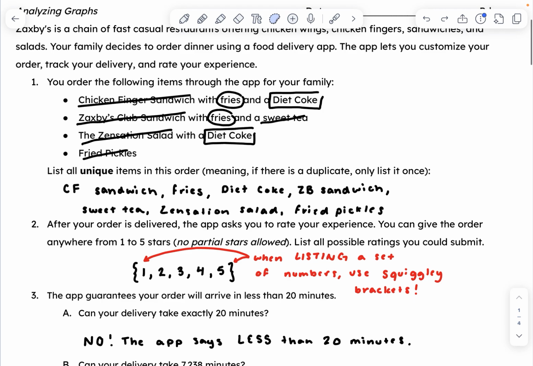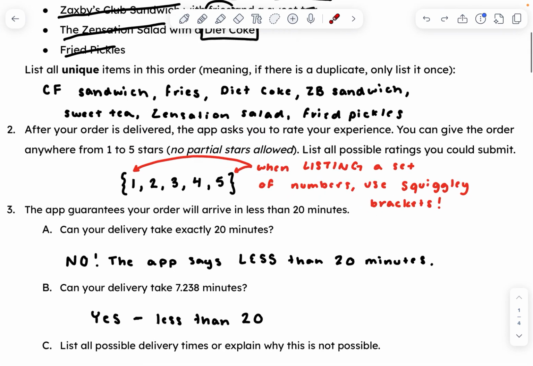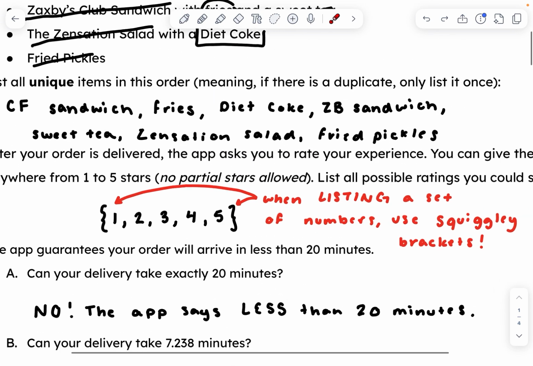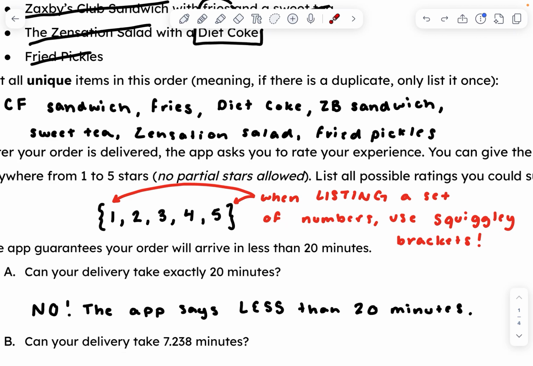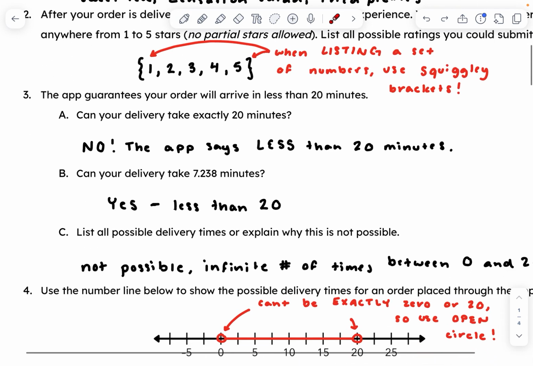So on this exploration, we were given a list of orders from a fast food chain, and we were asked to list those items out. We were then told that we could give the order anywhere from 1 to 5 stars with no partial or decimal stars allowed, and asked to list that out. When listing out a set of numbers, we use squiggly brackets, but you're not often going to see this in AP Pre-Calculus. The reason being is because of this example right here.